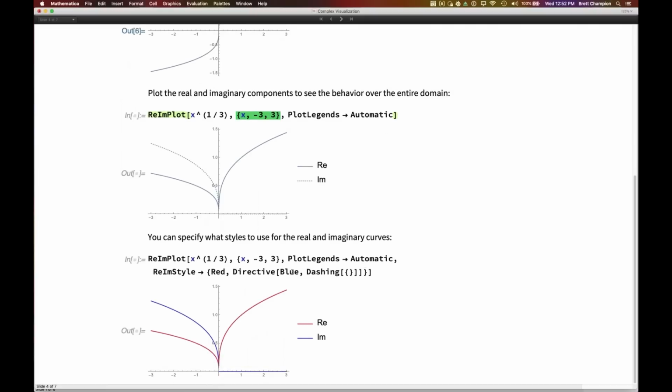And this has reimplot specific options for controlling what the real and imaginary styles are, and how to do some of the labeling. I can make it so that, say, the real part is red, and the imaginary part is solid blue, not dashed at all. And then you can see that when you did plot, there's nothing over here because there's this imaginary component that isn't representable.